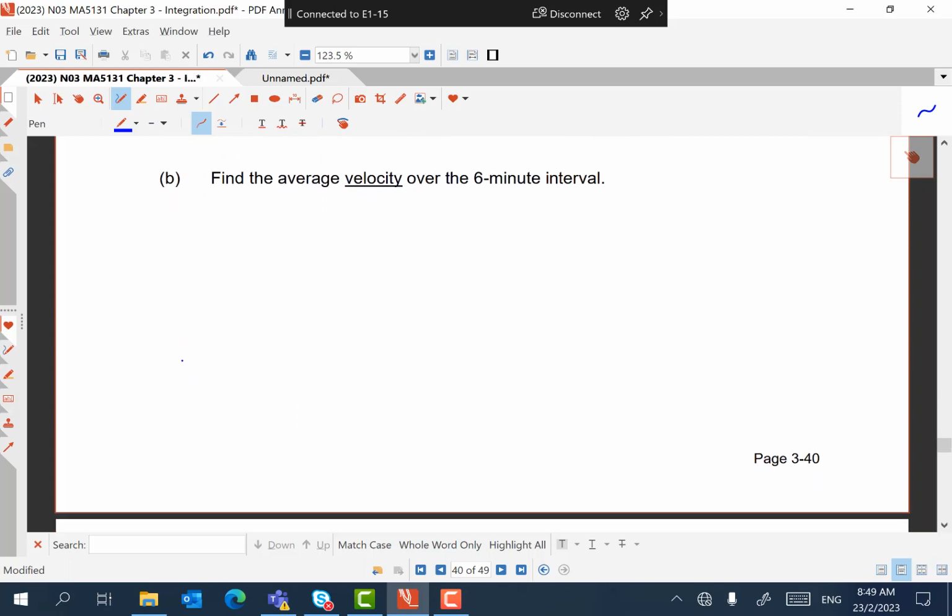To find the average velocity over the time interval, the average velocity is equal to integration from 0 to 6.